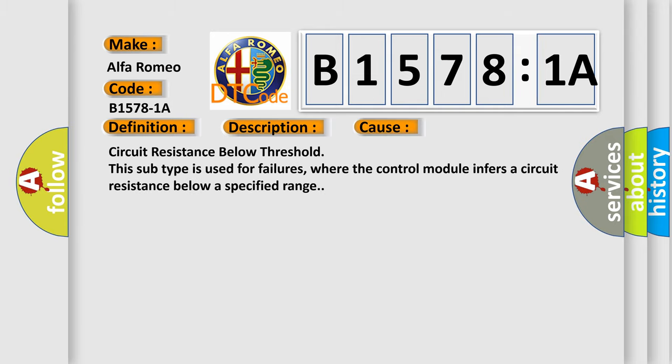This diagnostic error occurs most often in these cases. Circuit resistance below threshold. This subtype is used for failures where the control module infers a circuit resistance below a specified range.